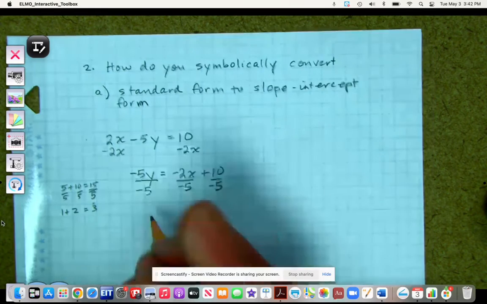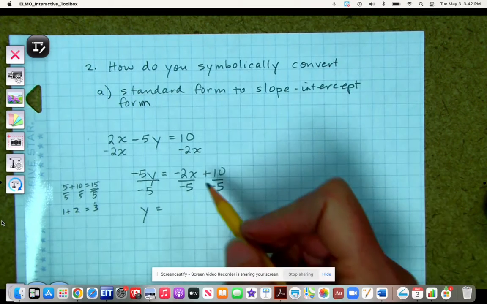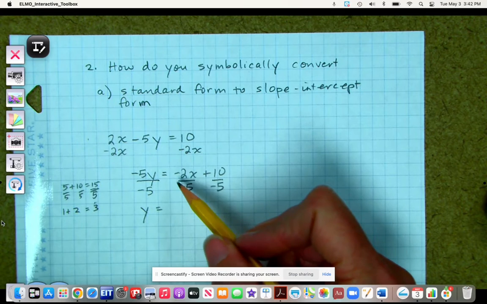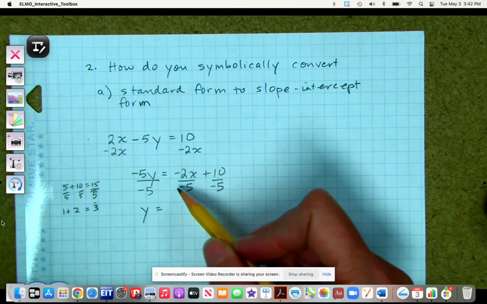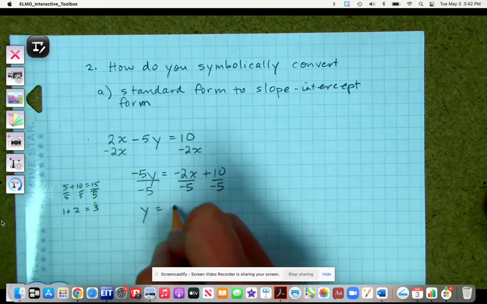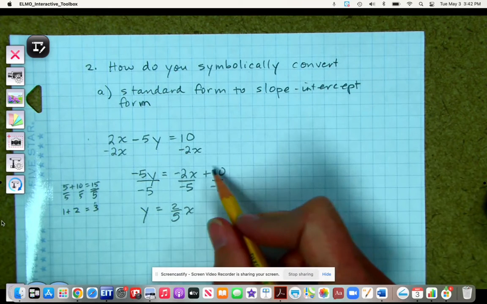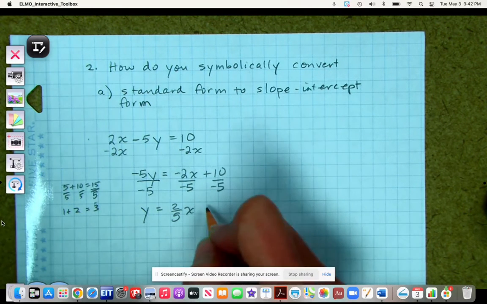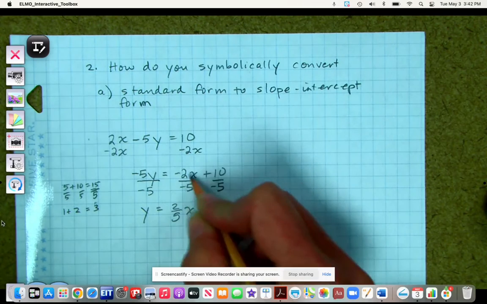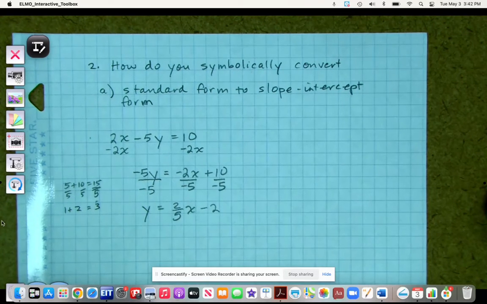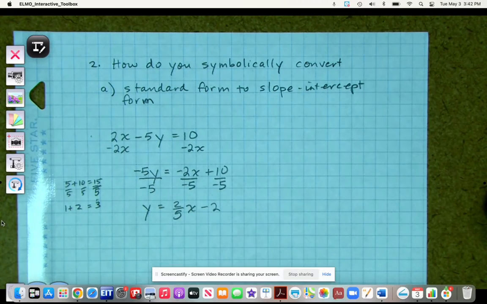Okay, so then I get y is equal to, and since I want it in slope-intercept form, and I want the slope, a negative divided by a negative is a positive, so I'm just going to make this 2/5, keep it as a fraction, x, and then I'm going to take 10 divided by negative 5 and get negative 2. And I could convert that to a decimal if I want, but I could also just leave it like that. Okay, so now I've got my slope and my y-intercept.